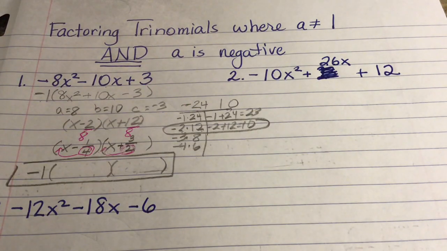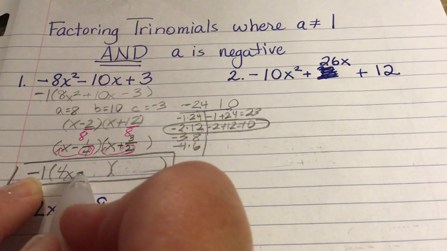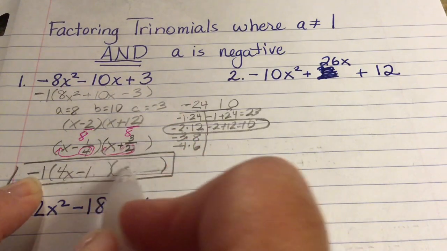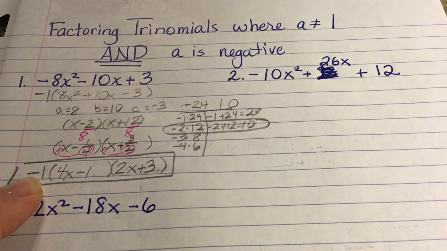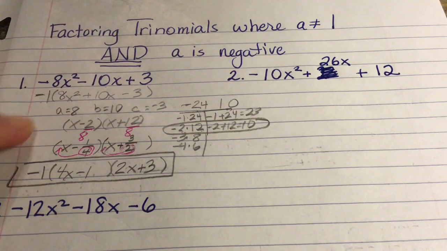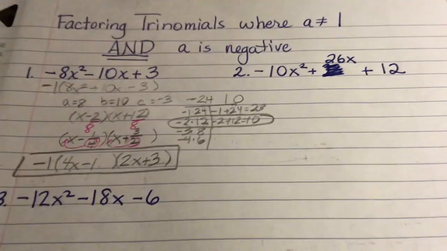Okay, so now I'm going to have -1 here, and I'm going to have 4x minus 1 and 2x plus 3. So that's how you would factor a trinomial where your a value is negative. Okay, let's look at the next one.